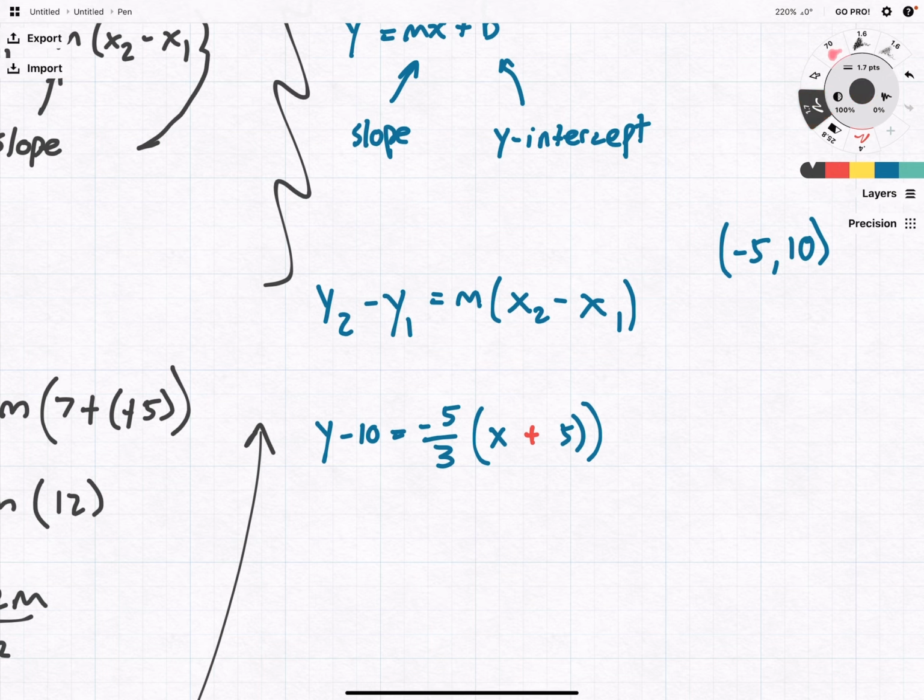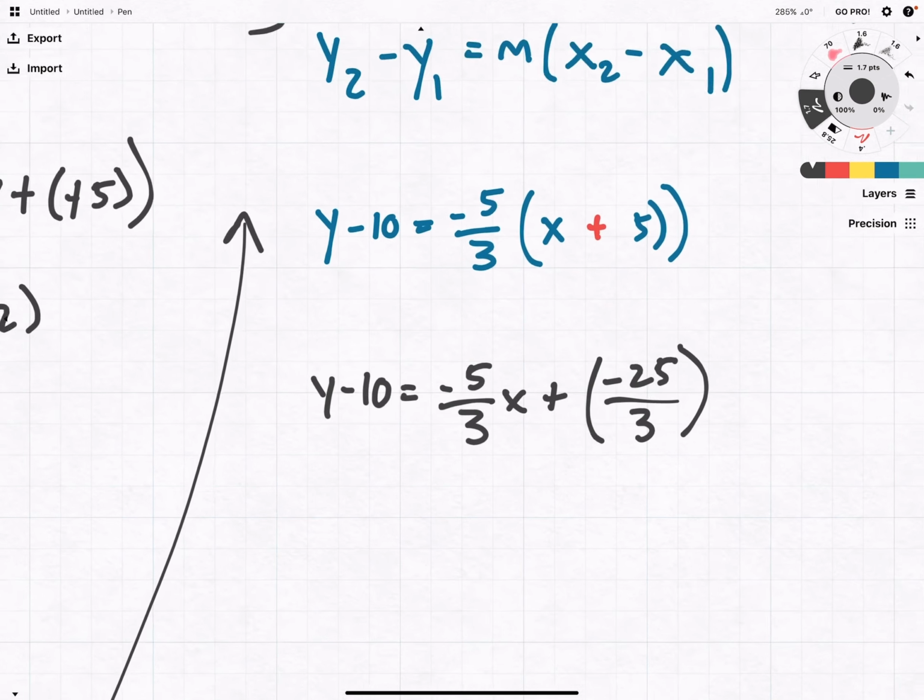And let's continue on. So we have y minus 10 equals -5/3 x plus a -25/3. As you see, we have to be really careful with our signs here because we just had x minus a -5 and then multiplied it by a -5/3. So it can really get crazy if we're not super careful with our signs.